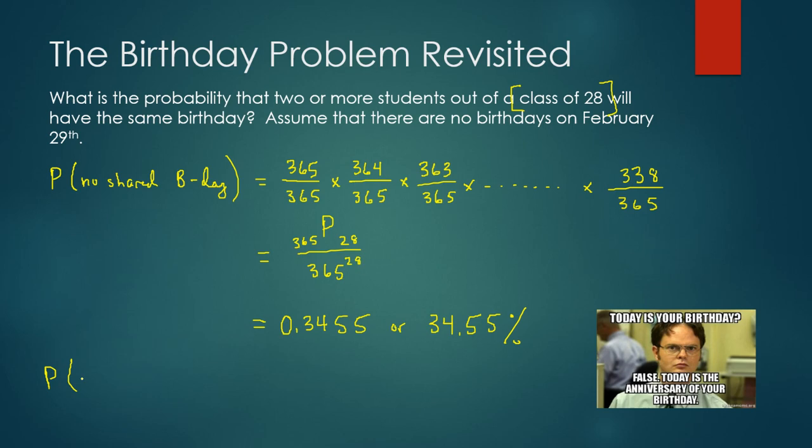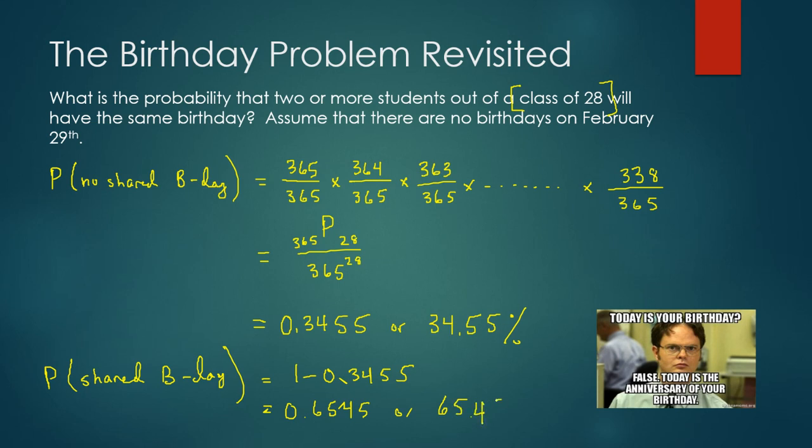So either nobody shares a birthday or at least 2 people share a birthday, like maybe even more. But the probability of a shared birthday would be 1 minus 0.3455, which would be somewhere around 65%, 0.6545, or 65.45%. So that's interesting. In a class of 28, it's almost a 2/3 chance 2 people will share a birthday.